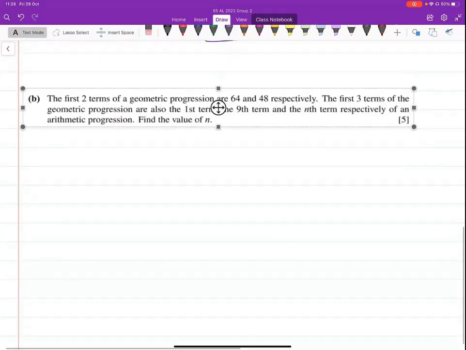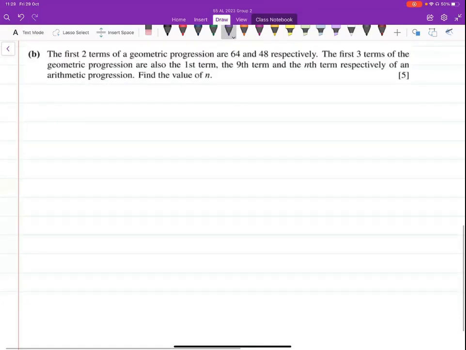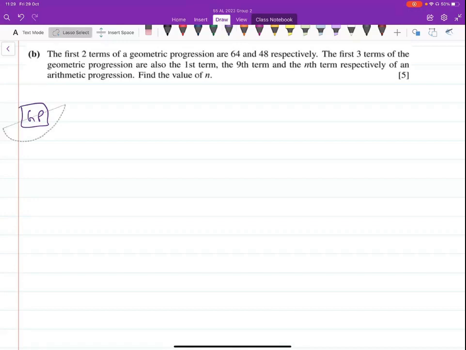Okay, let's look at this part. Now it says the first 2 terms of a GP are 64 and 48. So we're talking about a GP here as well. It's a geometric progression. And we're given that the first 2 terms are 64 and 48.